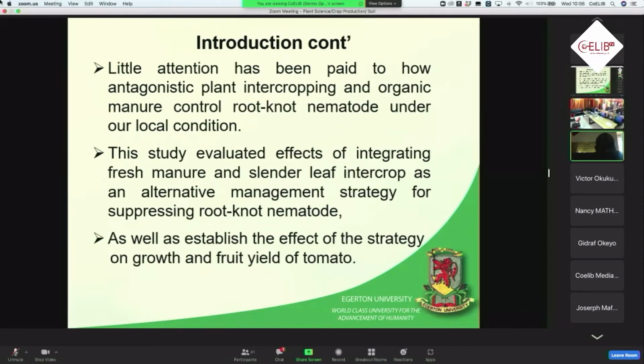Next slide. So you find that little attention has been paid on how underground seed plant, intercropping, and organic manure could manage root knot nematode under our local conditions. So you find that in this study, we evaluated effects of integrating fresh manure and slender leaf intercrop as an alternative method of managing root knot nematode, as well as establish the effect of the strategy on the growth and yield of the tomato. Next.